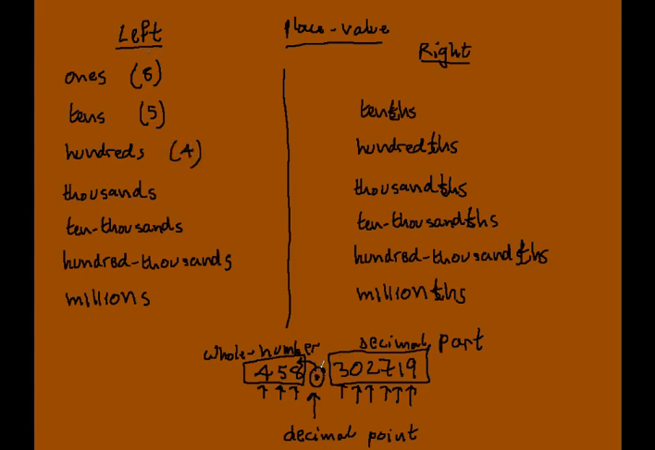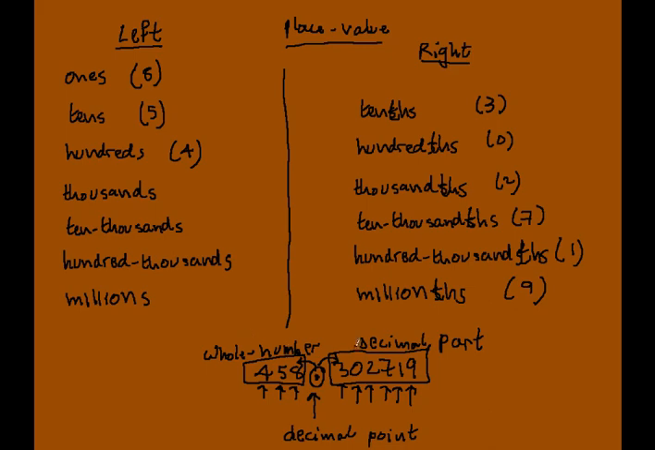Let's start at the decimal again for the decimal part. So let's start here and we're going to the right this time. The first number I see is the 3. So therefore we say that the 3 is in the tenths place. The next number is the 0. So 0 is in the hundredths. 2 is in the thousandths. 7 is in the ten-thousandths. 1 is in the hundred-thousandths. And 9 is in the millionths.